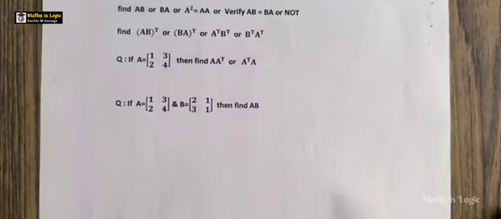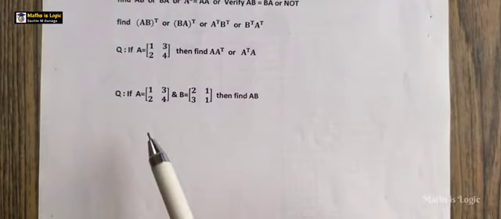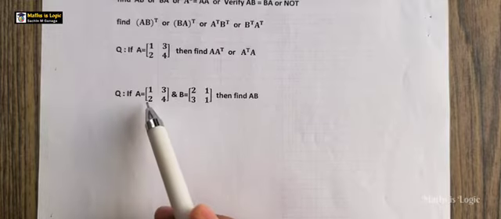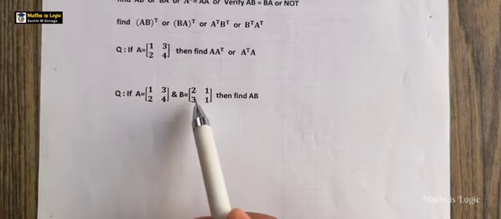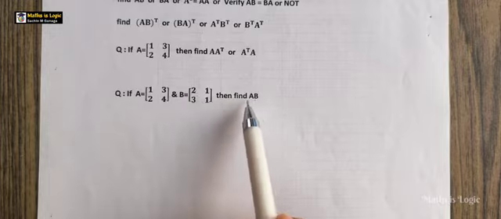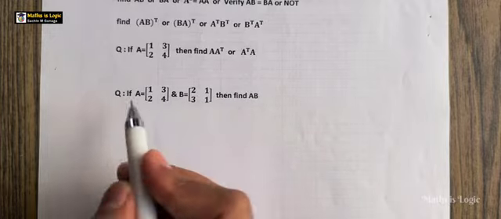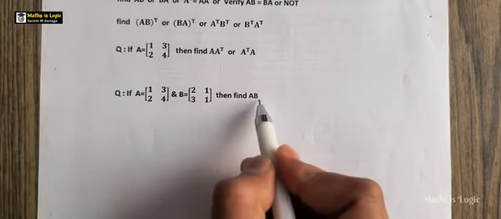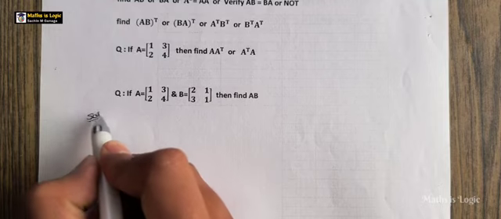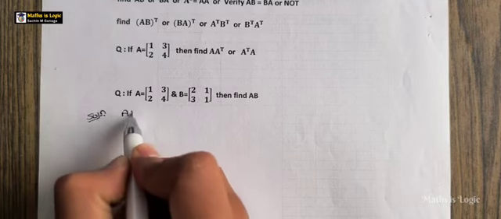Let's solve the examples. So this is the first example. What is that example? A value they had already given, B value it is [2 1; 3 1]. We need to find out which value here, AB. Whichever value you are finding, you need to write that first, AB.